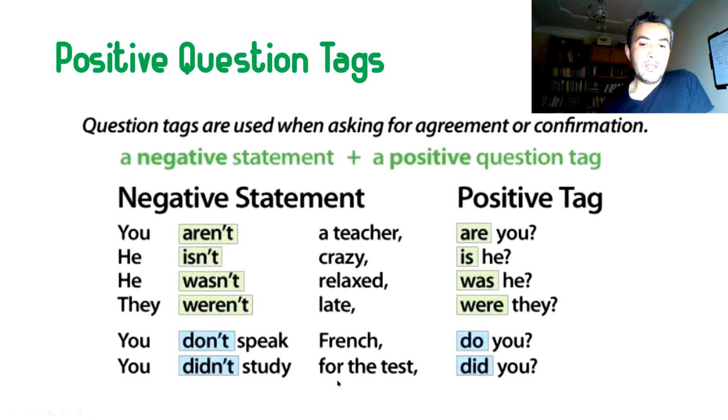Let's see another example. "You didn't study for the test." The sentence here is in the past. We use "didn't" for all the subject pronouns: I, he, she, it, we, you, they, all of them. "You didn't study for the test, did you?" "She didn't study for the test, did she?" "We didn't study for the test, did we?" So all the time, we keep in mind the subject pronoun that we have here, and you need to use it at the end of the question tag.